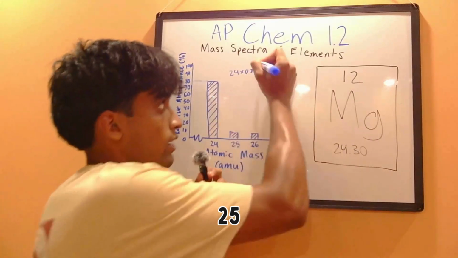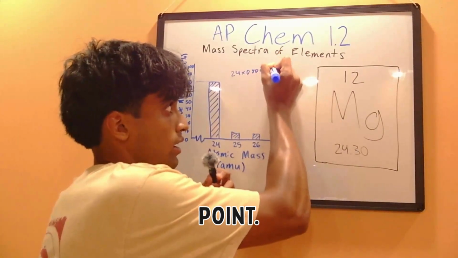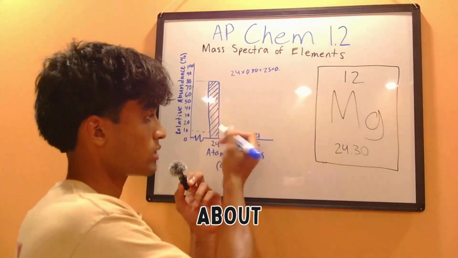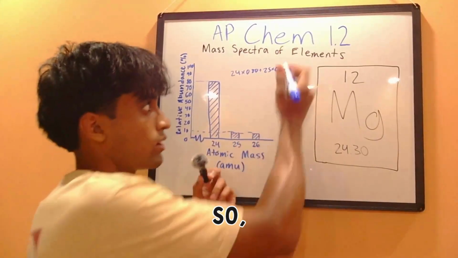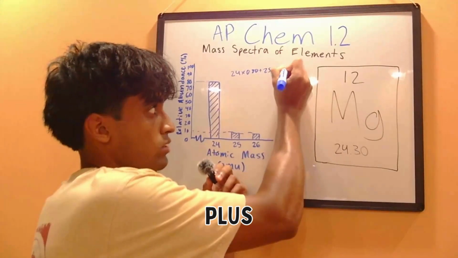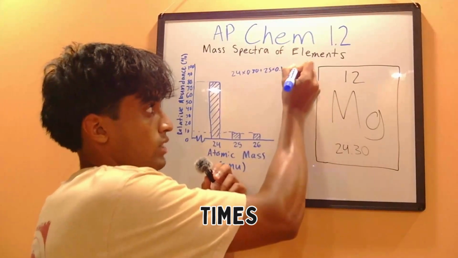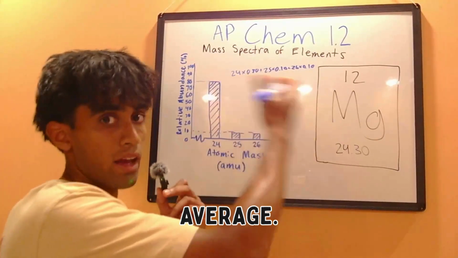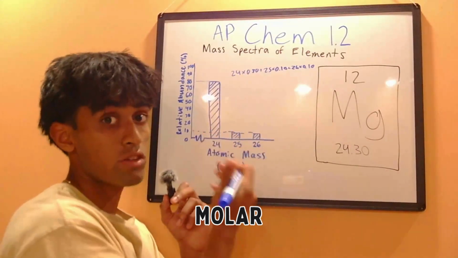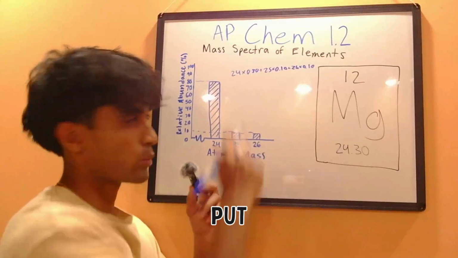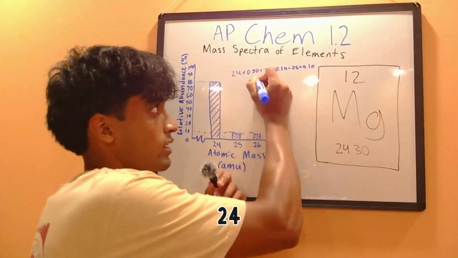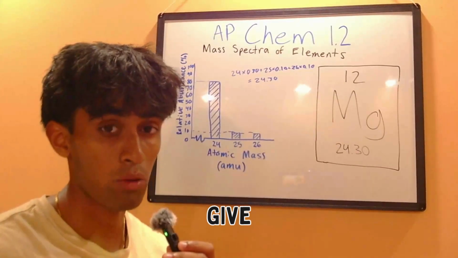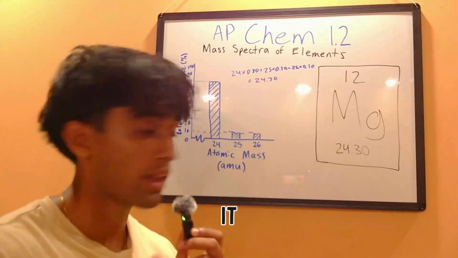And then we're going to add 25 times, if we make a dashed line across, we see it's about 0.1, and 26 is also 0.1. So we're just going to do 25 times 0.10 plus 26 times 0.10. This is basically like a weighted average, and that's how you find the average molar mass of magnesium. And so when we put this into our calculator, we actually get 24.30.